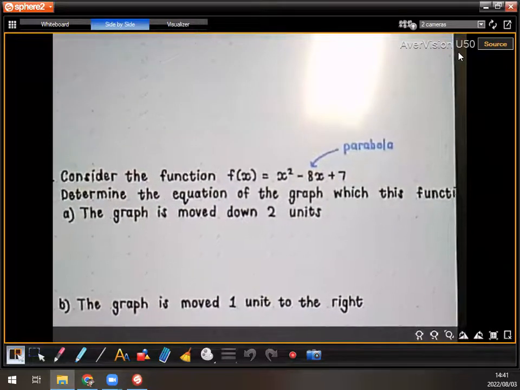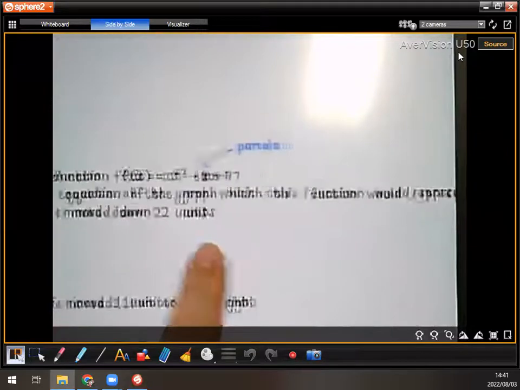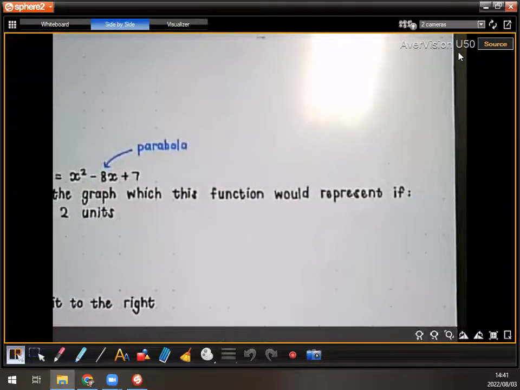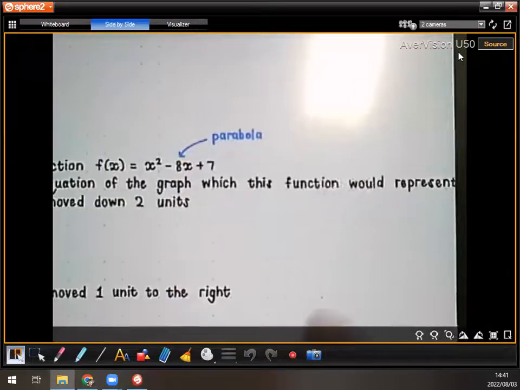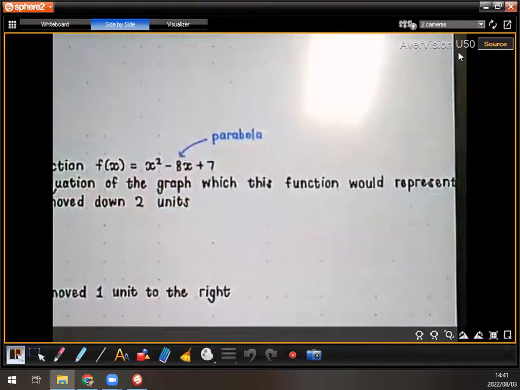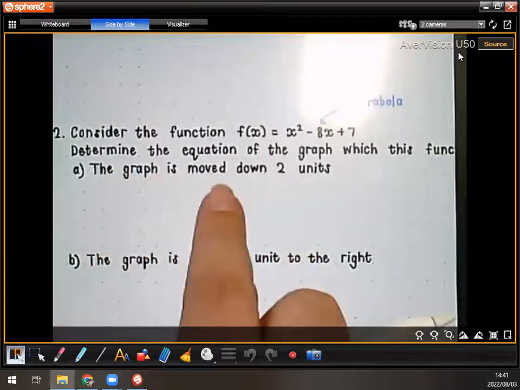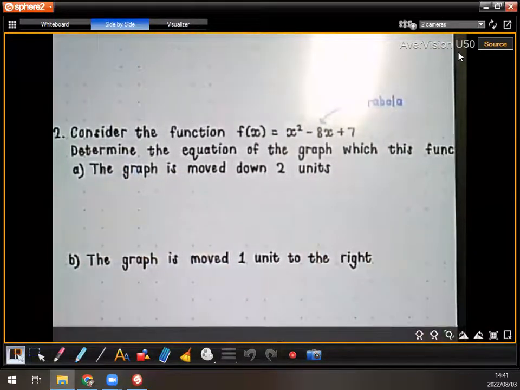Now we say, and the wording of this question I didn't love because it sounds very complicated, but I thought let me write it down as it was because we can talk about what they're actually asking. Determine the equation of the graph which this function would represent if. Now, what they mean by that is if you're looking at this function, you can draw it as a graph, right? A parabola. So basically, they're just asking for the new equation of a graph, if they're taking this graph and now they change it. Okay, so what are they saying? If A, the graph is moved down 2 units.